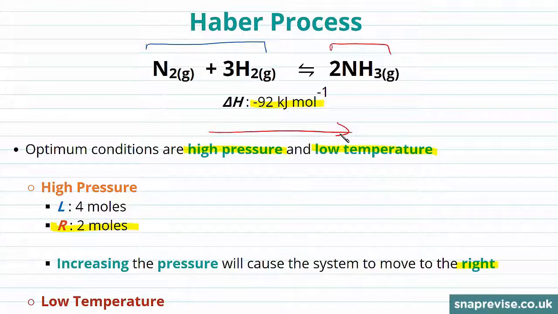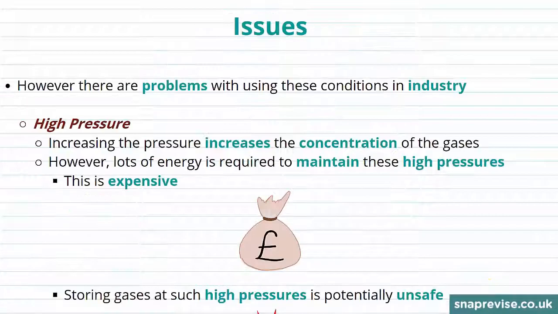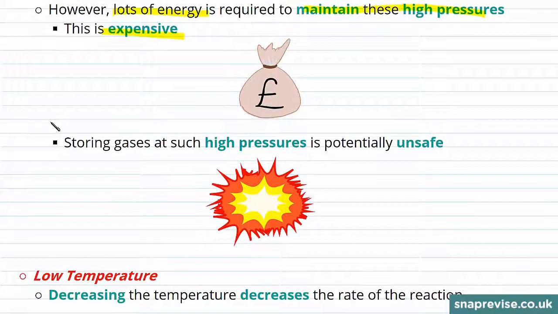However, although these conditions will maximise our yield, there are some problems with them. Although increasing the pressure to a high pressure increases the concentration of the gases involved in the reaction and will increase the rate, lots of energy is required to maintain these pressures. Not only is this expensive, but storing gases at such high pressures is potentially unsafe. If an accident were to occur, it could be catastrophic.